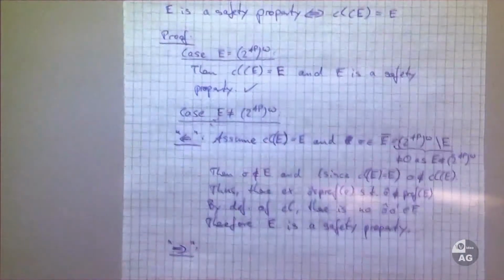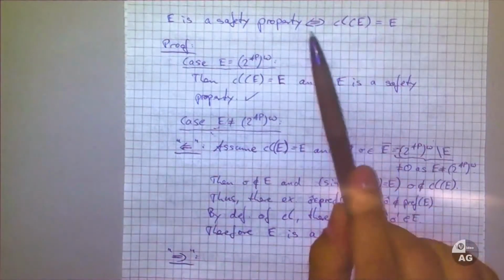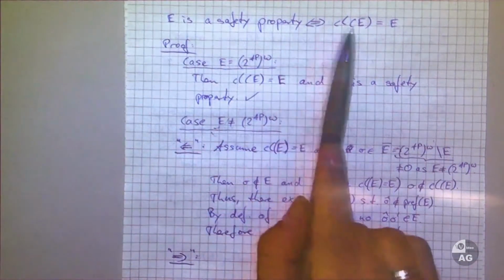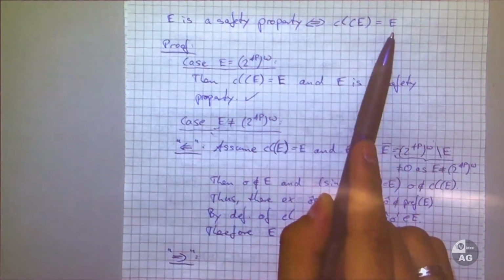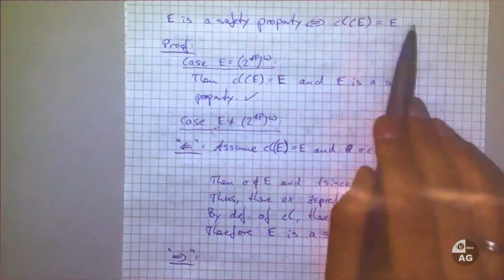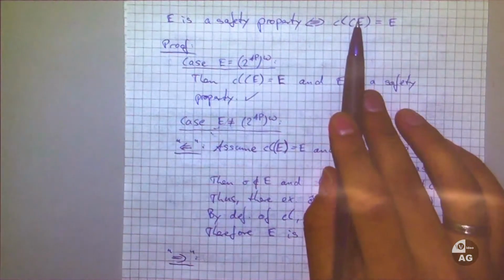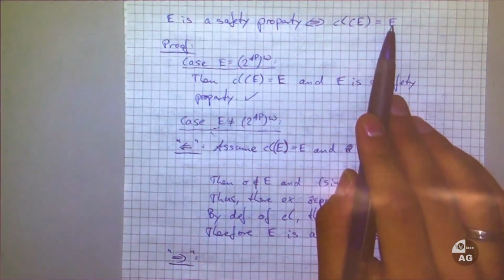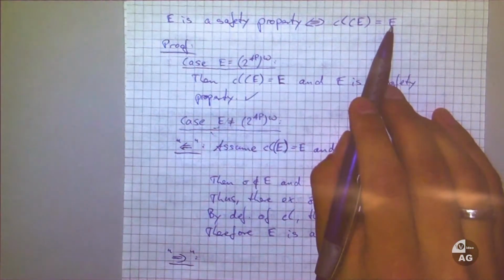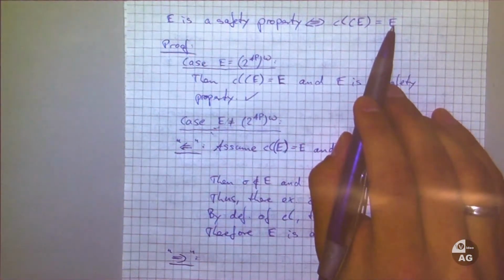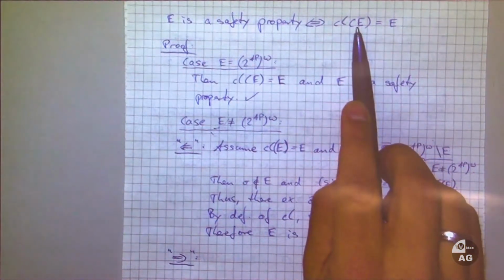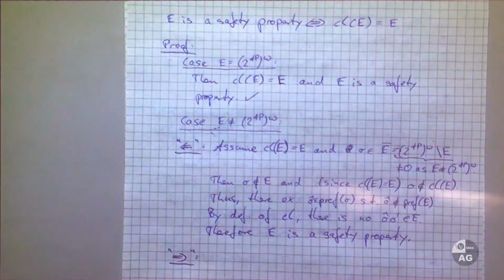Now for the other direction, can you read it? We have to show that if E is a safety property, then the closure of the property is the property itself. To show this, typically you show that E is contained in the closure of E and the closure of E is contained in E, to get equality. But I already said that, and it's rather easy to show, so I'm going to omit the direction that E is contained in the closure of E, because the closure only adds new words.